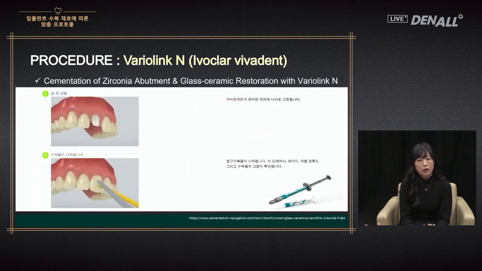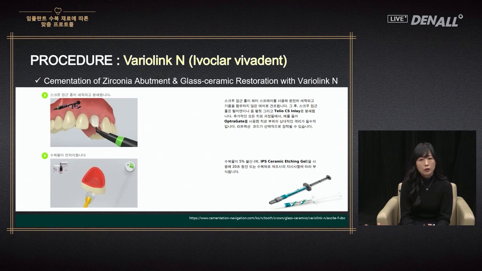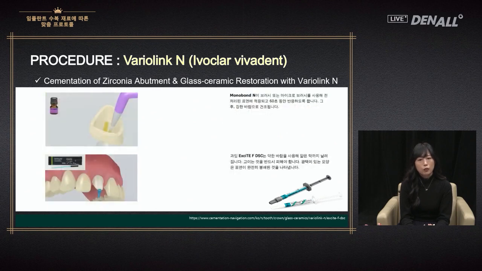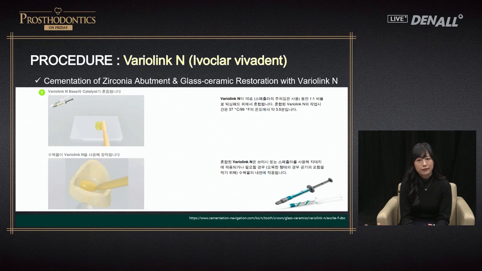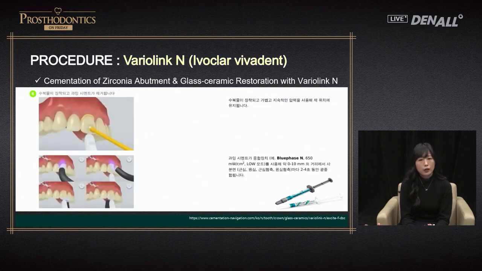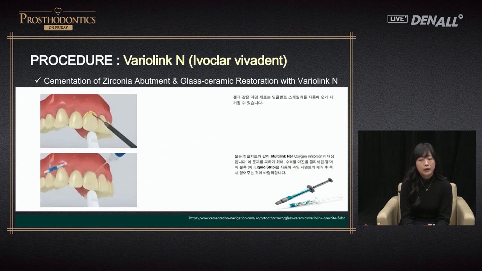Abutment was placed, restoration was tried in, aesthetics, fit, and occlusion was evaluated. Abutment was cleaned and sealed, and 5% hydrofluoric acid etching was done on the internal surface. On the restoration, apply Monobond N, and on abutment, Monobond N, and Excite DSC is used for silane and bonding. Variolink N, which is a mixture of base and catalyst, is applied on the inner surface of restoration. Abutment is placed, tack curing is done after initial setting.